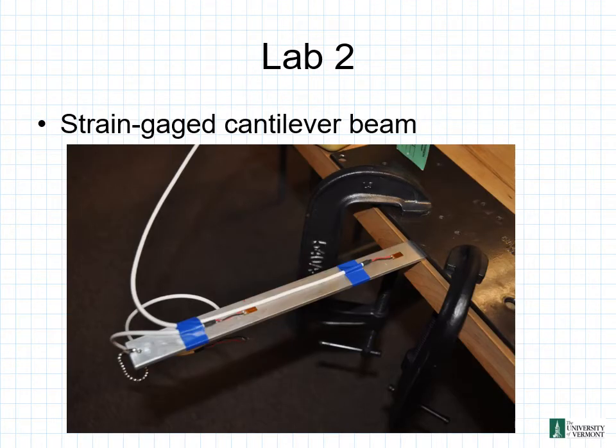Shown here in the slide, we have a cantilevered beam clamped to the edge of a workbench. You can see our C-clamps holding it down, steel plate on top of it. So it's clamped right here, cantilevered out off the bench. And we can see right here and here, we have two strain gauges attached to our cantilever beam.